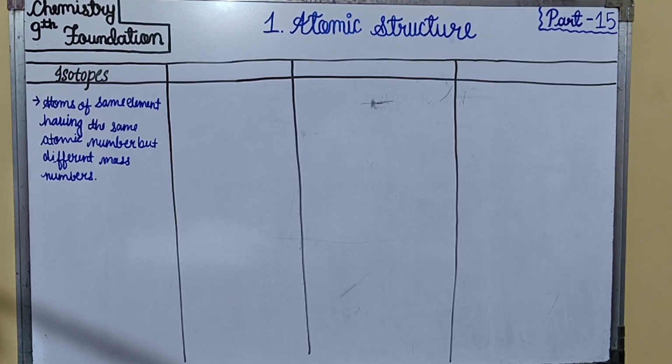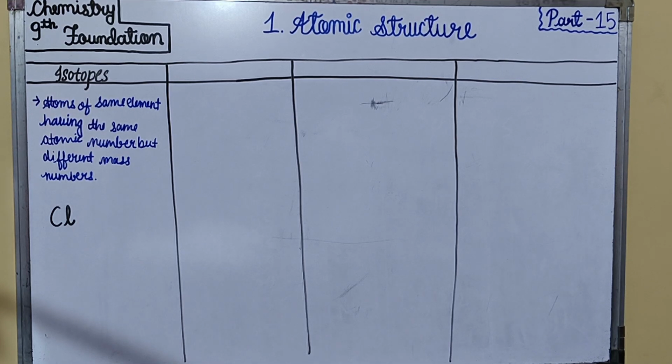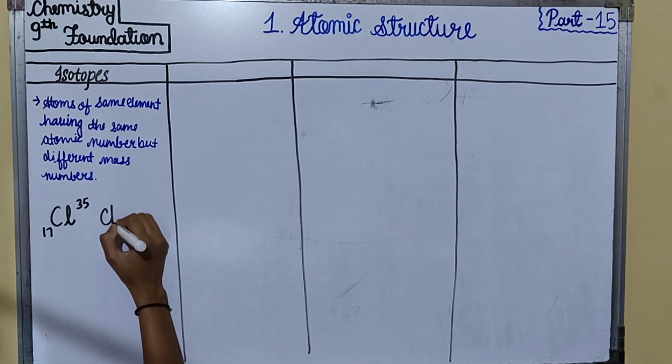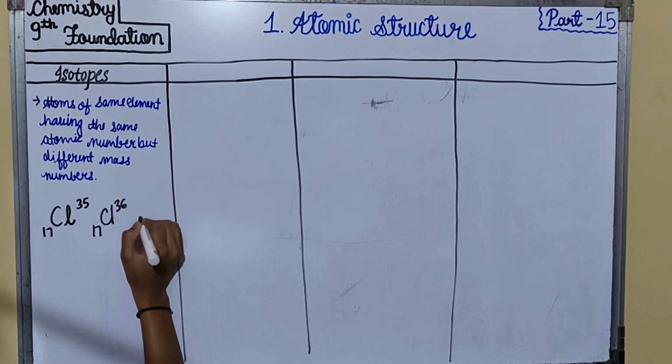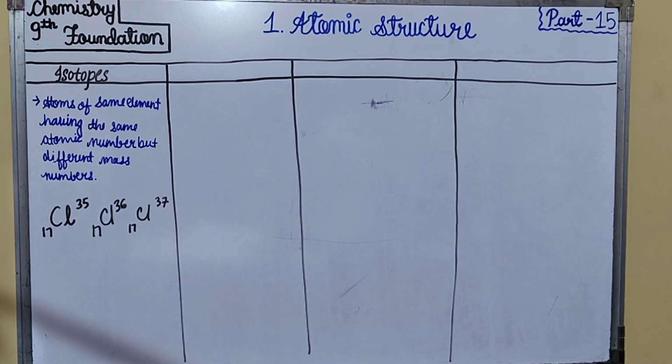Some examples of isotopes are Cl, this is chlorine, and 17 is the atomic number, 35 is the mass number. Then Cl 17 36, Cl 17 37. Like this. These are the examples. The atomic numbers are the same but the mass numbers are different.